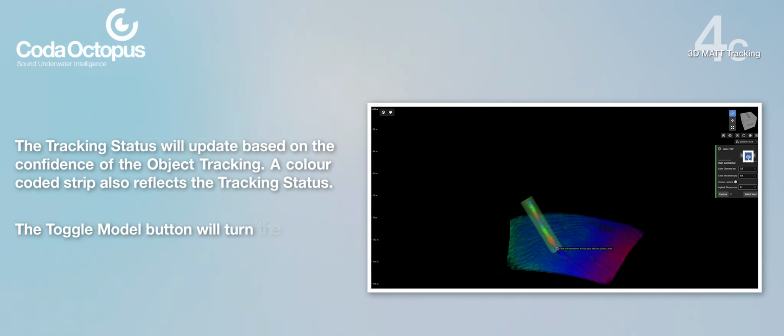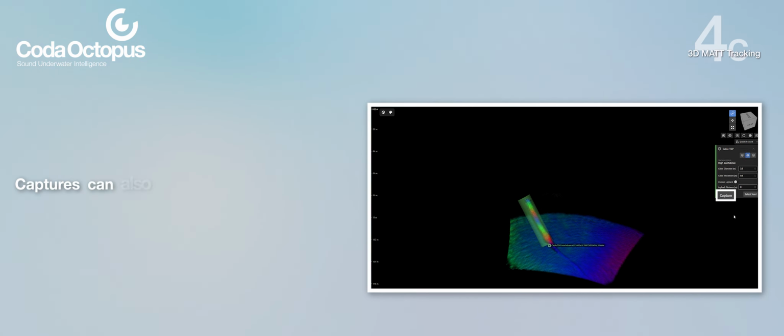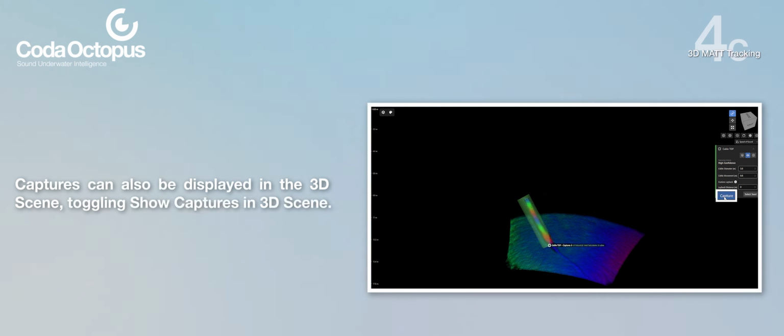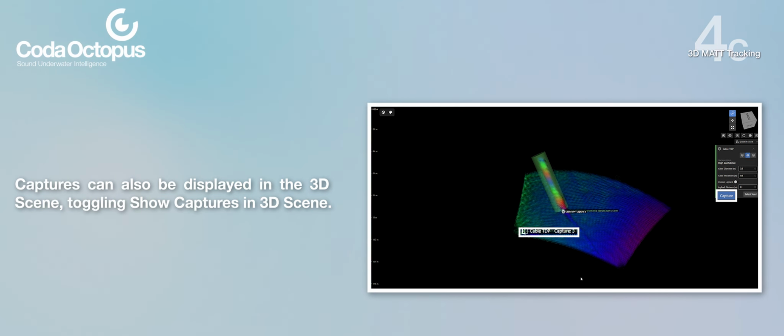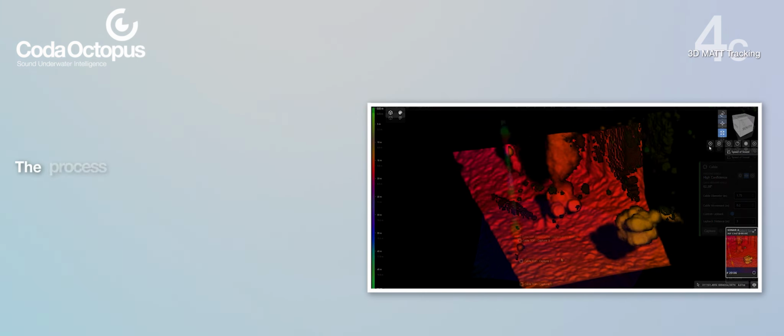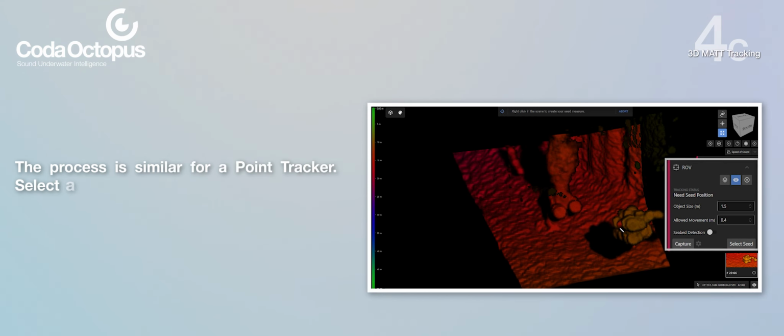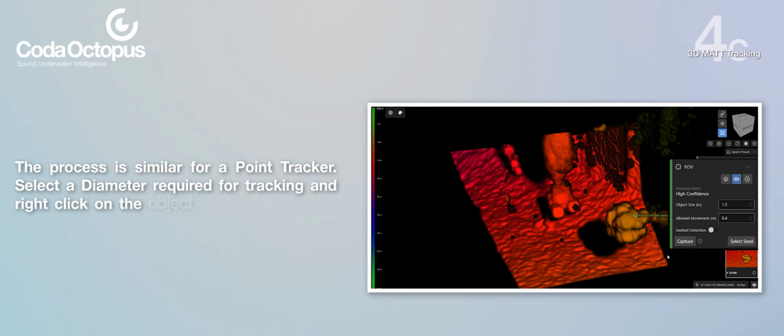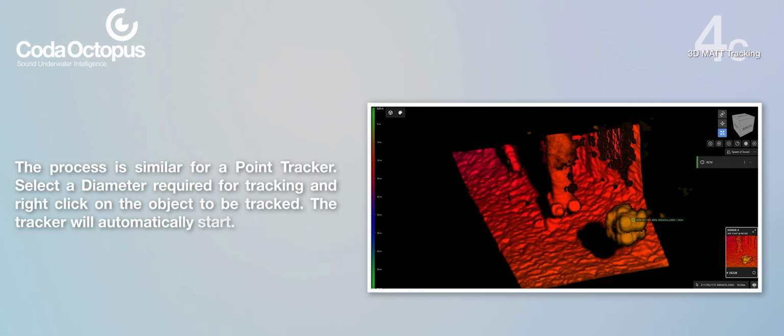The Toggle Model button will turn the model on or off in the 3D scene. Captures can also be displayed in the 3D scene, toggling Show captures in 3D scene. The process is similar for a point tracker. Select a diameter required for tracking and right-click on the object to be tracked. The tracker will automatically start.